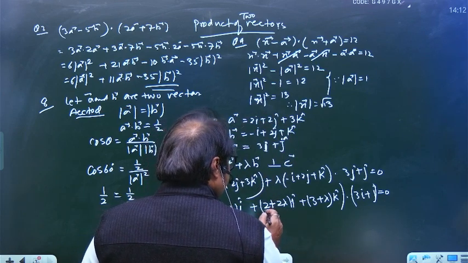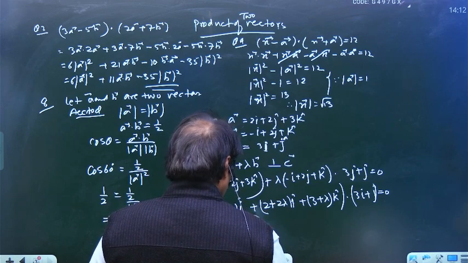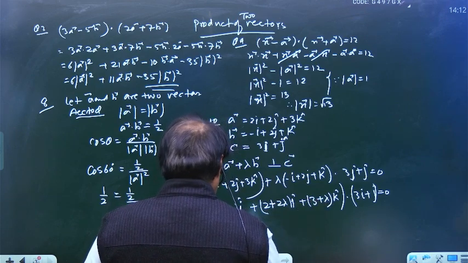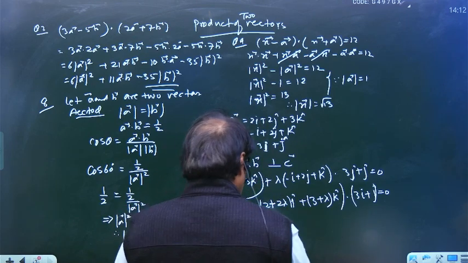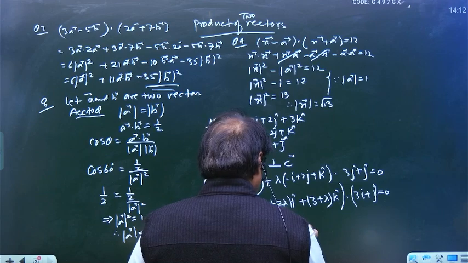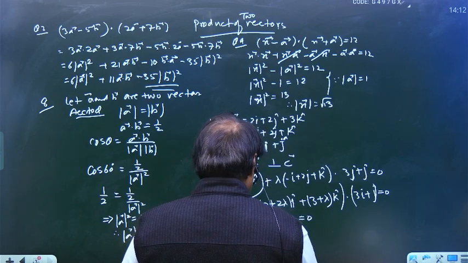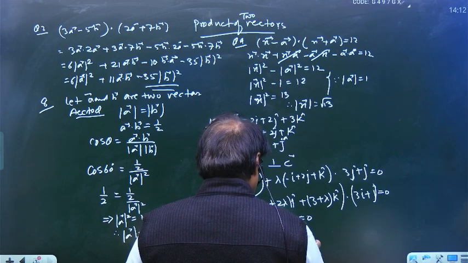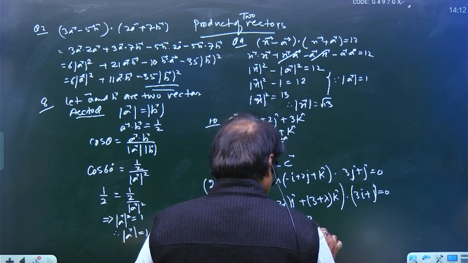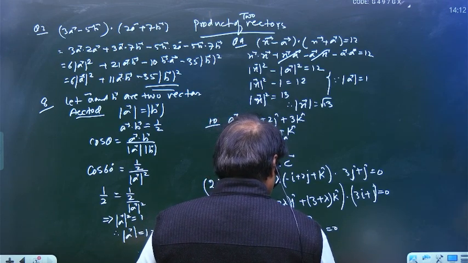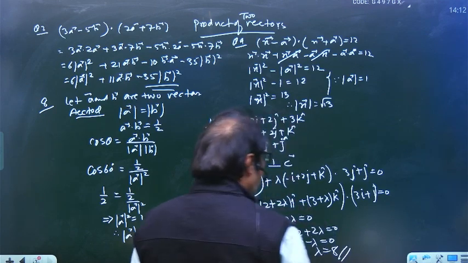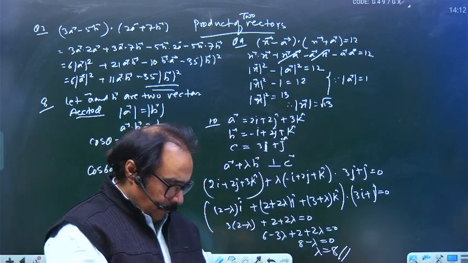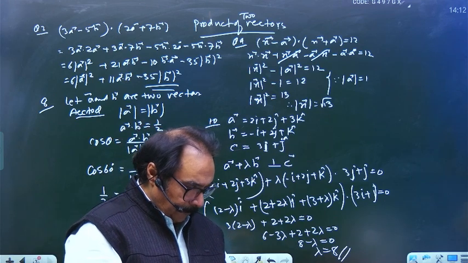So 3 into (2 minus lambda), and plus 2 lambda is equal to 0. So 6 minus 3 lambda plus 2 lambda is equal to 0. So 6 plus 2 minus lambda is equal to 0. So lambda is equal to 8. This is the answer given in your book. Okay.